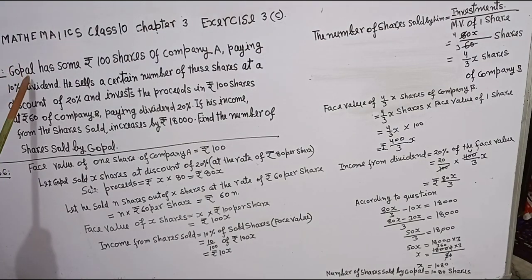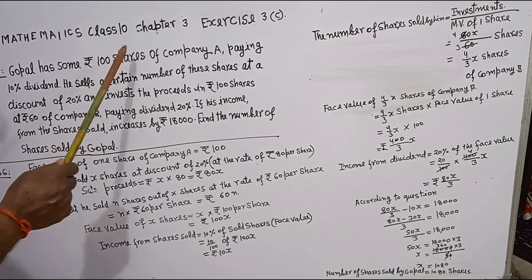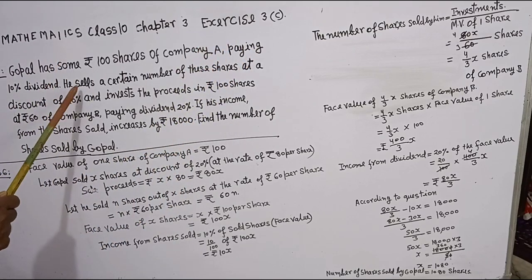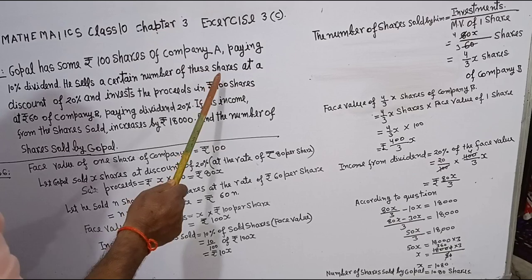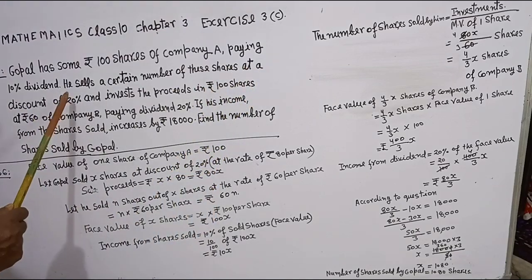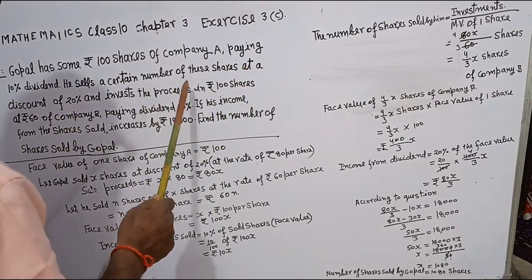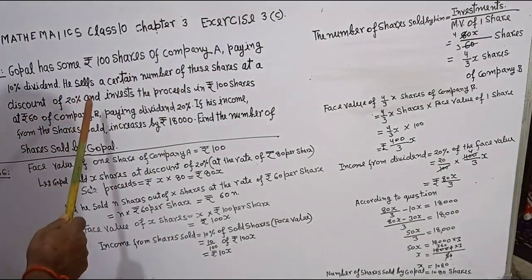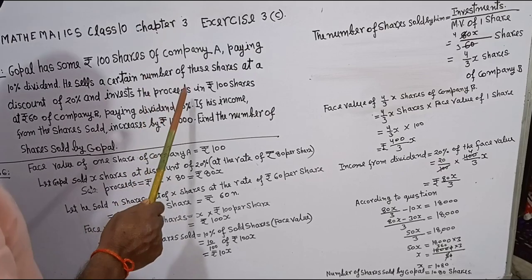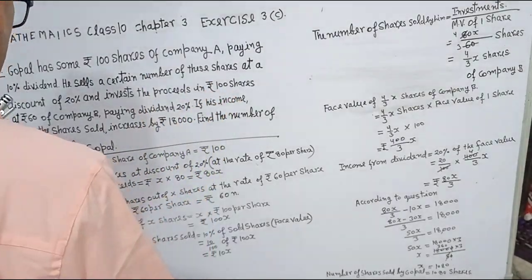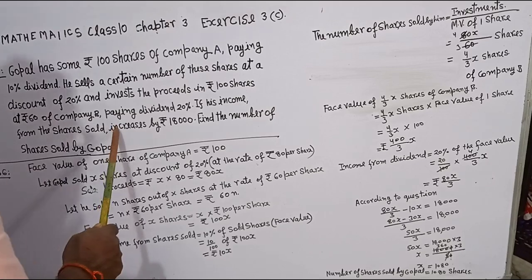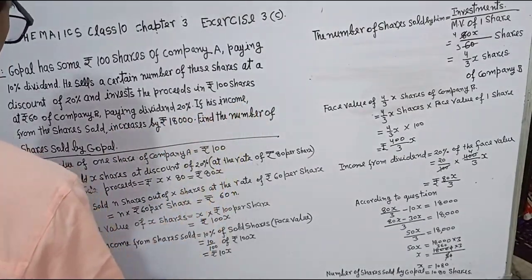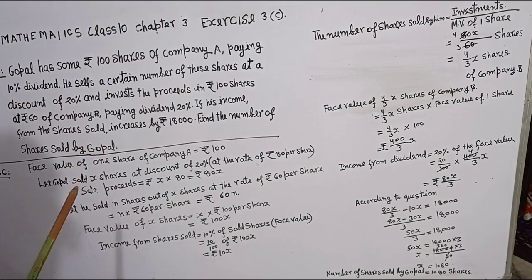Question 6. Gopal has some ₹100 shares of company A paying 10% dividend. He sells a certain number of these shares at a discount of 20% and invests the proceeds in ₹60 shares of company B, paying 20% dividend. If his income from the shares sold increases by ₹18,000, find the number of shares sold by Gopal.